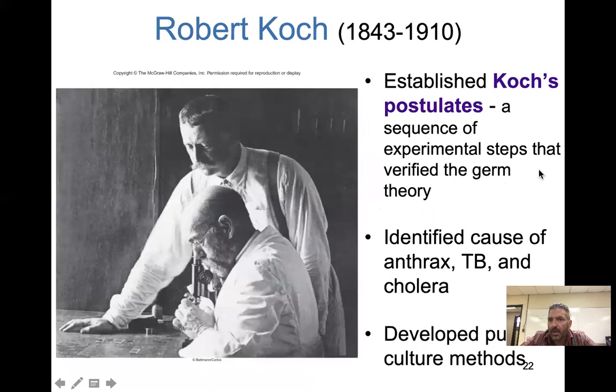Robert Koch established Koch's postulates, a sequence of experiments, steps that verified the germ theory. He was able to identify the cause of anthrax, TB, and cholera. He would isolate the organism from an animal and then infect a healthy animal with it, and the animal would die. They'd be able to re-isolate that organism from the animal. So the animal was healthy, didn't have the organism, they'd infect it, the animal would die, and they'd pull the organism back out. So he was able to more or less prove which organism caused which disease. He developed pure culture methods.